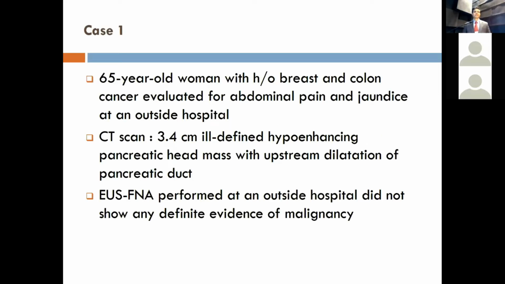So our first case is a 65-year-old woman who was evaluated for abdominal pain and jaundice at an outside hospital. CT scan revealed a 3.4 centimeter suspicious appearing mass. EUS-FNA performed at the outside hospital did not show any definitive evidence of malignancy. The patient was referred to our institution where a repeat EUS-FNA was performed.